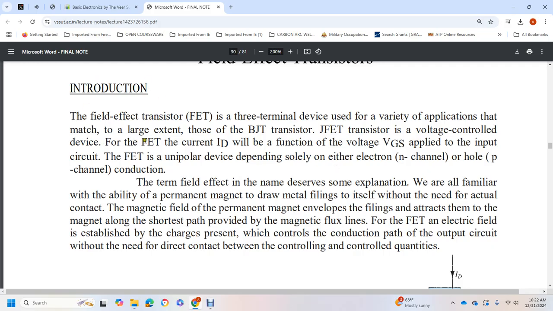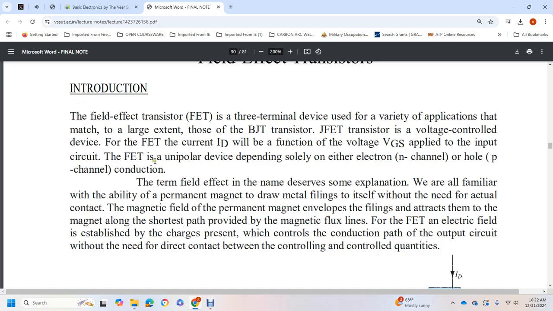In the field effect transistor, the drain current ID is a function of the voltage VGS applied to the input of the circuit. The field effect transistor is a unipolar device, depending solely on either electron conduction (n-channel) or hole conduction (p-channel). The term field effect deserves some explanation.